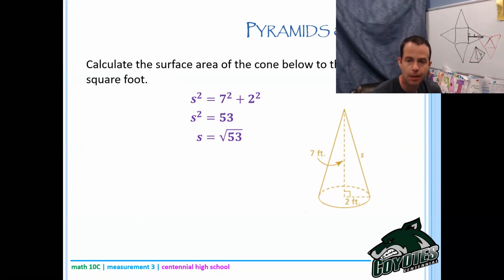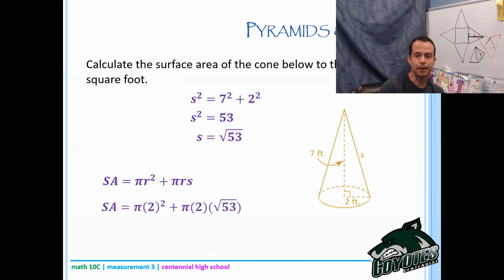Okay, so now I can plug all this information into my formula. So surface area is pi r squared plus pi r s. And so that ends up being my radius is 2, my slant height is root 53. And now I just type all this into my calculator, and I should be getting 58 feet squared.